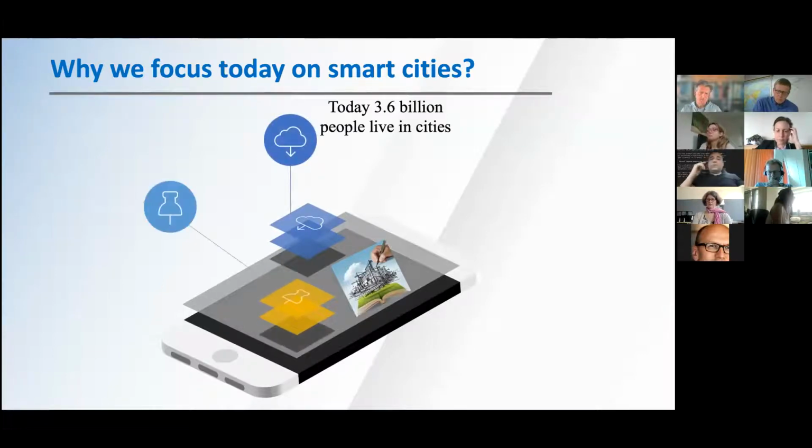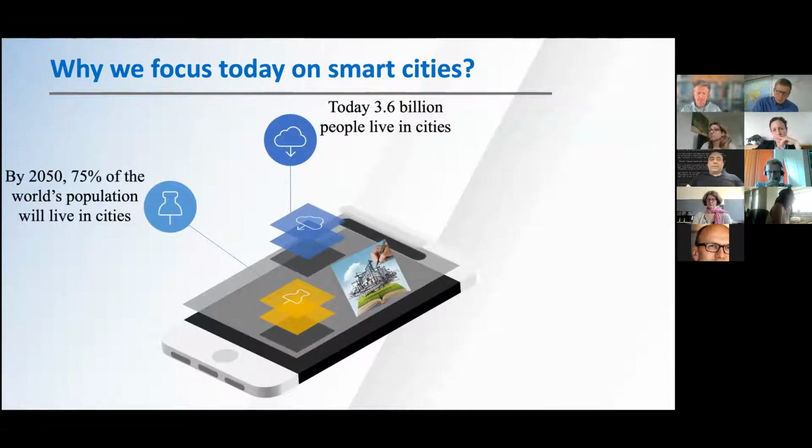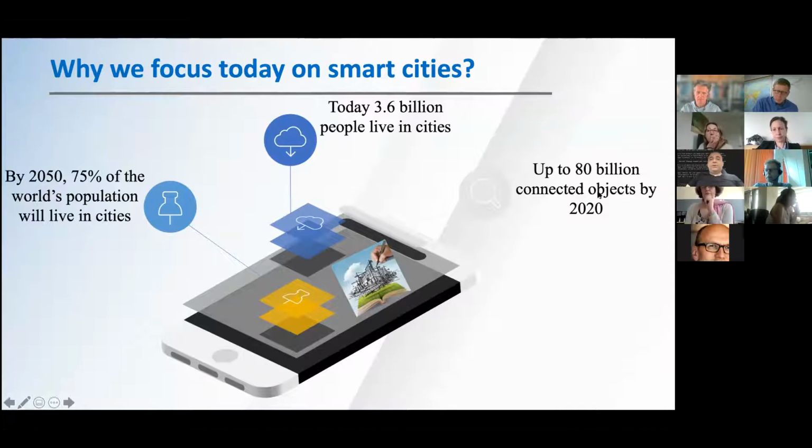The reason that it's possible to have a smart city is that today 3.6 billion people live in cities, and by 2050, 75% of the world population will live in cities. And right now, more than 80 billion connected objects are already there, and it's growing exponentially. So we already have the things to make smart mobility and all the other aspects that we discussed possible. So implementation is available and feasible right now.